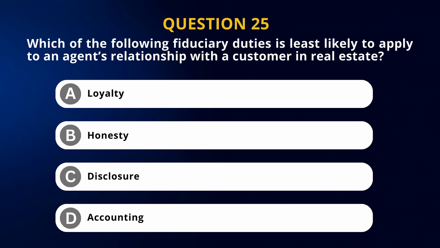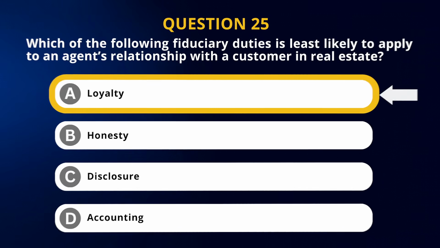Question number 25. Which of the following fiduciary duties is least likely to apply to an agent's relationship with the customer in real estate? Letter A, loyalty. Letter B, honesty. Letter C, disclosure. Letter D, accounting. And the answer? Letter A, loyalty.